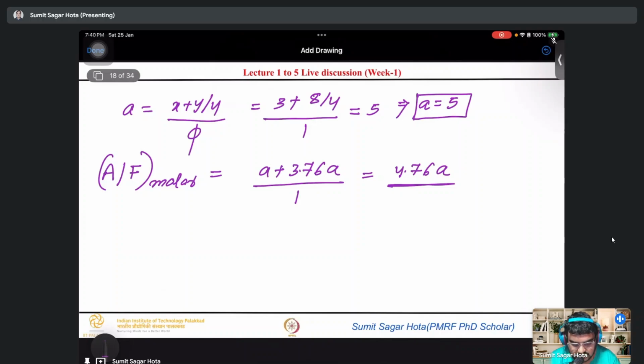So how can we now convert the air fuel ratio from molar basis to the air fuel ratio in the mass basis? It's very simple. We just need to multiply the ratio of the molecular weight of the air to the molecular weight of the fuel to the air fuel ratio of the molar.